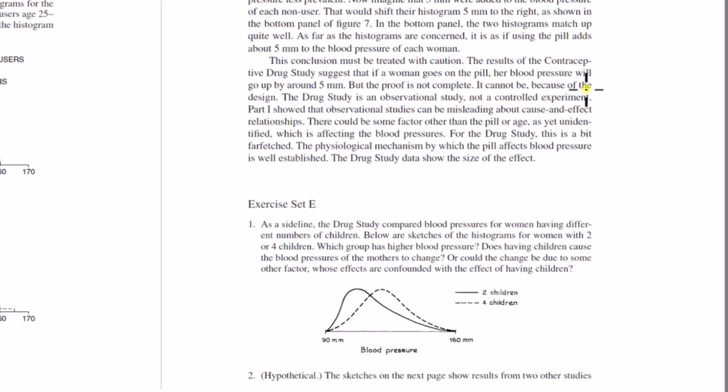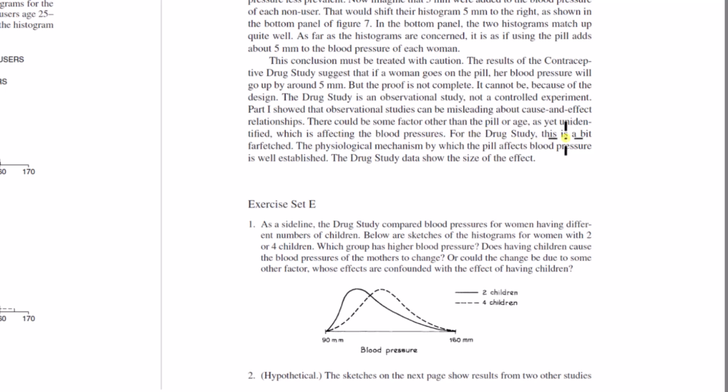It cannot be because of the design. The drug study is an observational study, not a controlled experiment. Exactly. Maybe women that take the pill are more adventurous or something, more high octane. I don't know. Part 1 showed that observational studies can be misleading about cause and effect relationships. Yes. There could be some other factor than the pill or age, as yet unidentified, which is affecting the blood pressures. You have to be careful with observational studies, is what they're saying.